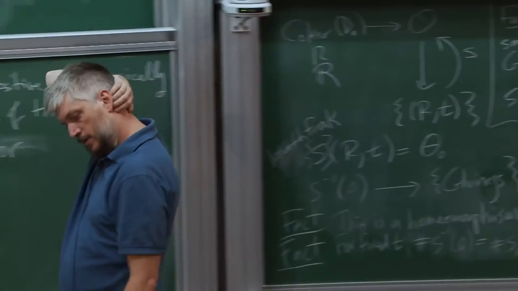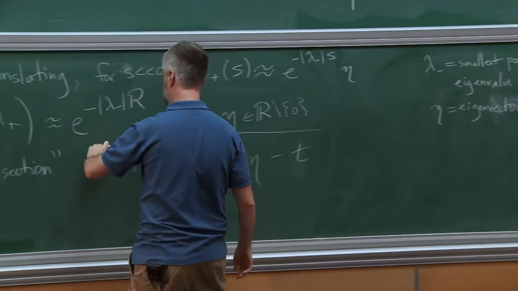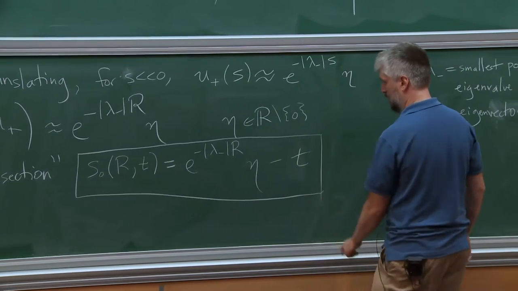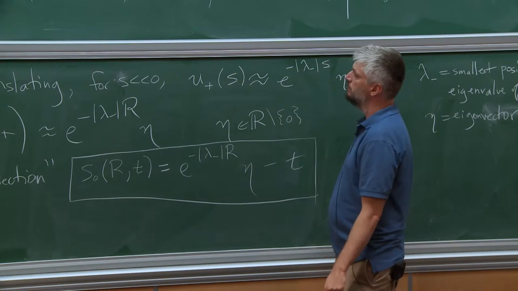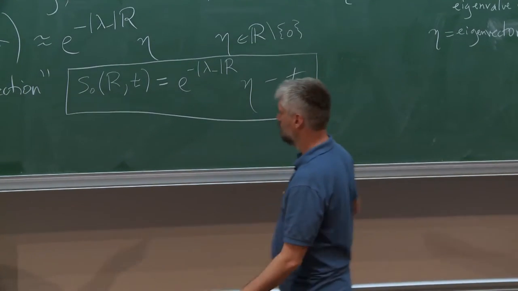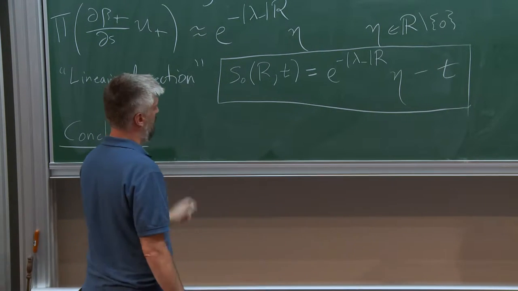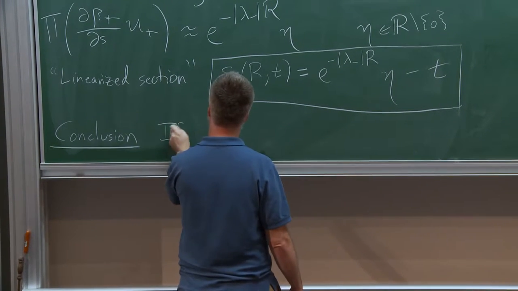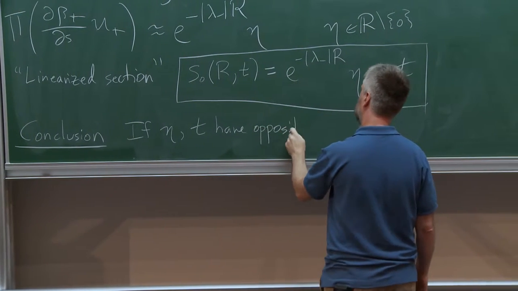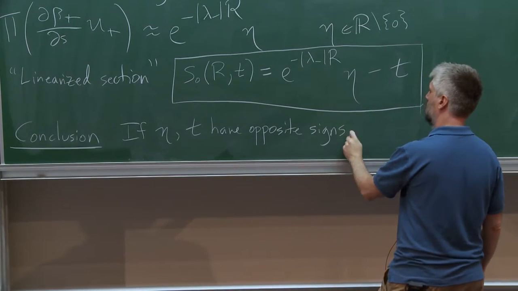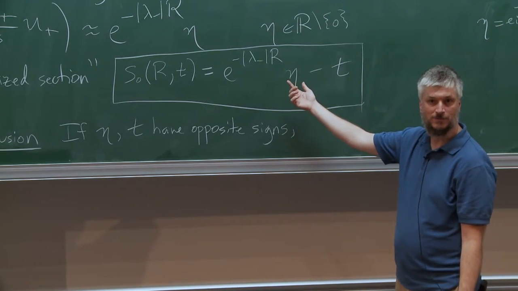Okay. So the upshot is that if I want to count the number of gluings, I have to count the number of zeros of this thing. But this is now quite simple. This is just an exponential times a constant minus t. Not very complicated. So we can put together the conclusion. The conclusion is that if eta and t have opposite signs, well, then you're in big trouble because there's no way this can ever be zero. So then you can't glue.